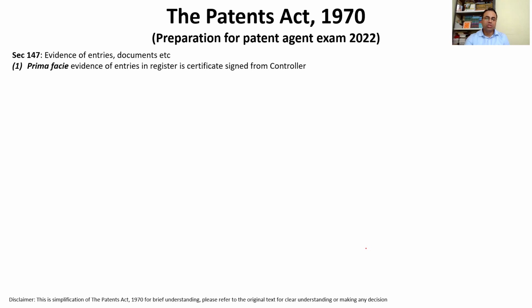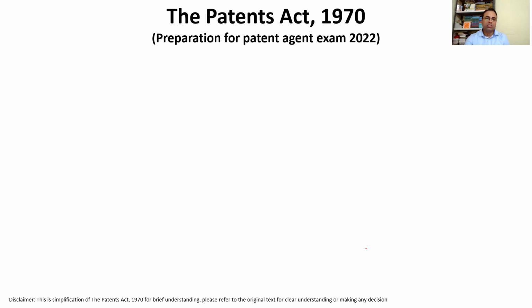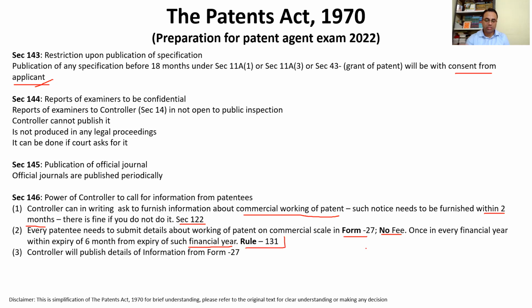Prem, in 146, I just have one query. Can you go back? So what is the point 1 then? Because anyway, you have to fill in this information about whether the patent is working or not every year, every financial year. Then when will section 146(1) come?